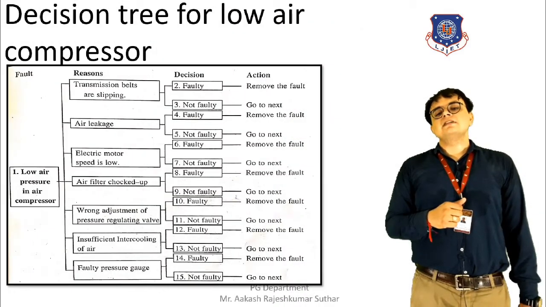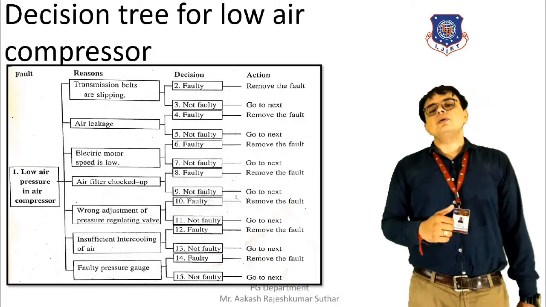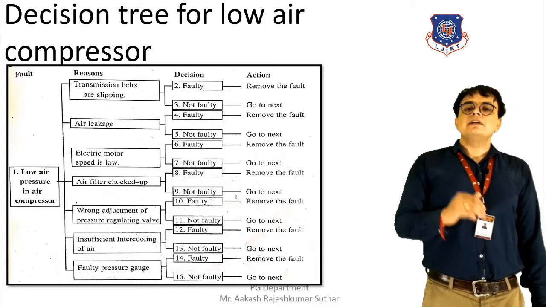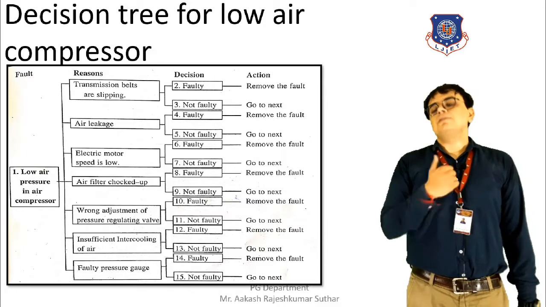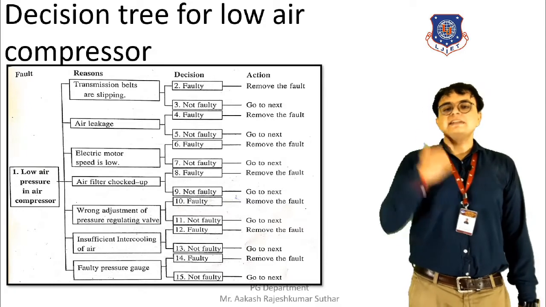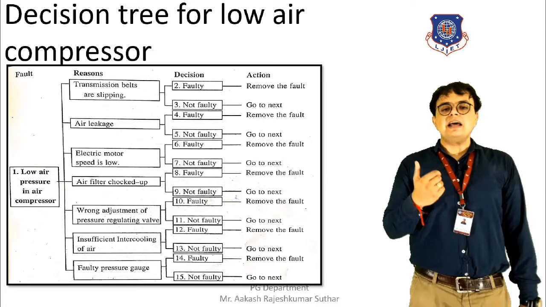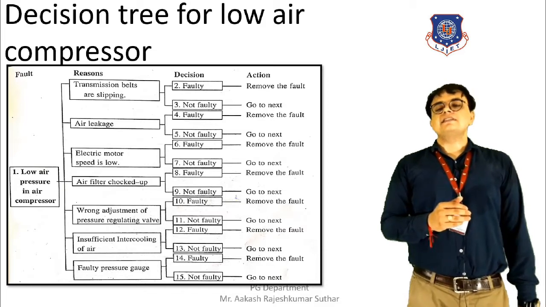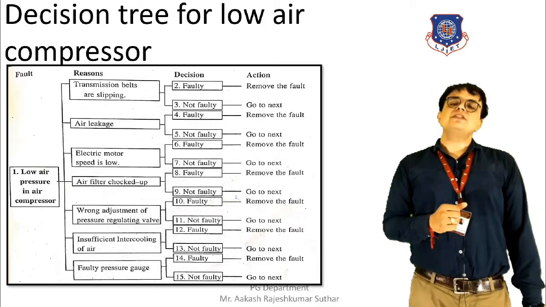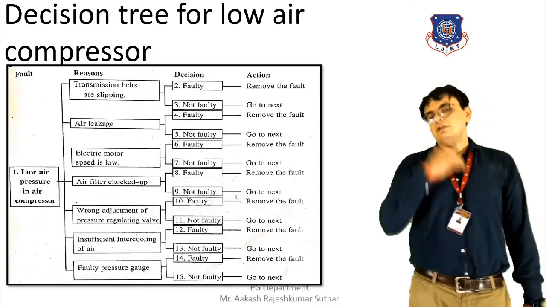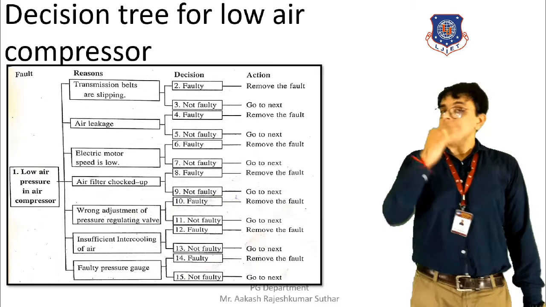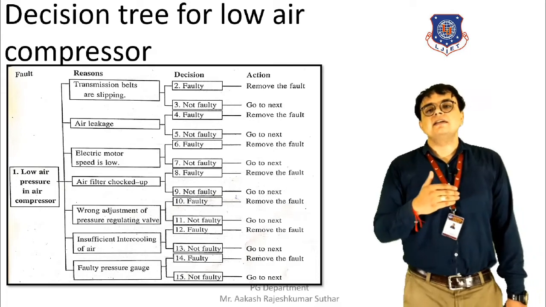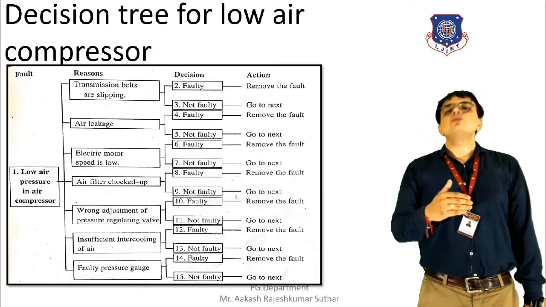Moving towards the next, that is the decision tree for the low air compressor. Basically we have to find all the reasons that are causing reduction in the air pressure, that is, the low air compressor is being found. The first reason is the transmission belt slipping. If actually the transmission belt is slipping, then we write the decision as faulty, and the action is to remove that fault. But if the transmission belt is not found slipping, then we write the decision as not faulty, and in the action we write go towards the next reason.